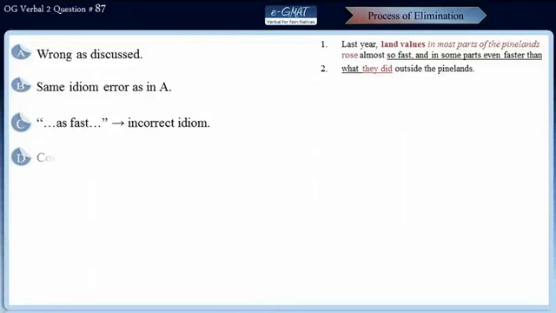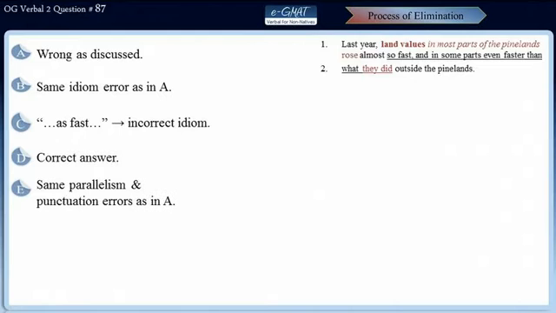Well, choice D is the correct answer because now the sentence uses the correct idiom as fast as, and the phrase and in some parts even faster are written between two commas. So even if you remove that phrase, the sentence will still read correct. So choice D is the correct answer. Choice E is incorrect because it repeats the same parallelism error and the punctuation error as in choice A. So choice D is the correct answer for this sentence.